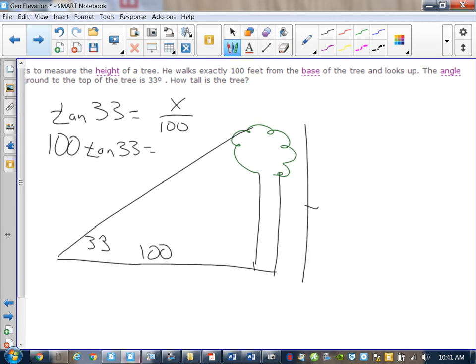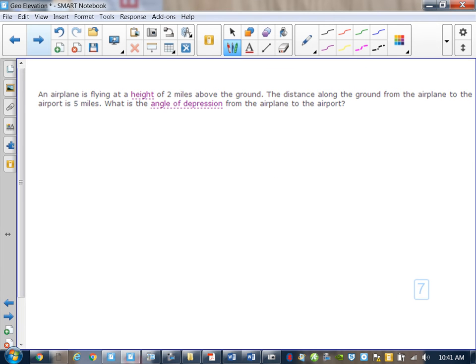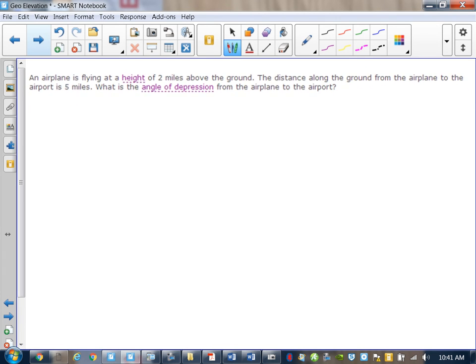Show you a different one. You ready? Let's do a depression. An airplane is flying at a height of 2 miles off the ground. The distance along the ground from the airplane to the airport is 5 miles. What is the angle of depression from the airplane to the airport?